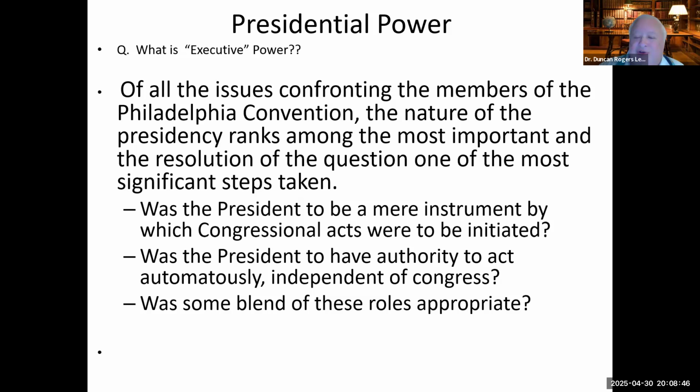Hence the Constitutional Convention, which did not start out that way. Originally, it was started out to be an amendment to the Articles of Confederation. But they locked the doors. They said, nobody's leaving here until we have a completely new form of government. And basically, that's what they did.